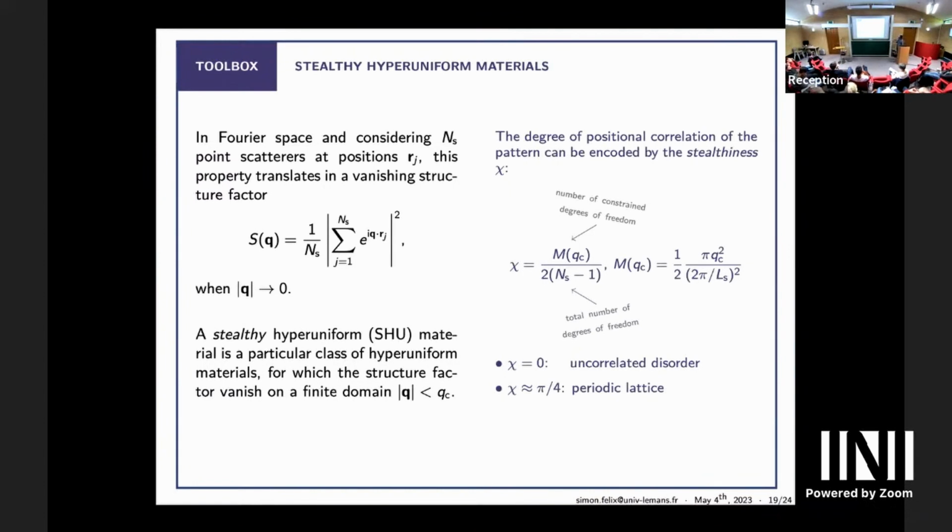This stealthy hyperuniform, SHU, the degree of correlation can be described by the stealthiness parameter, which is given here. What is useful for us is that it can be used as a continuous setting of the medium between t equal to 0, which will be an uncorrelated disorder, and the perfect order, which will be at t reaching some maximum value. For this criterion, the maximum value is close to pi over 4, and at this maximum value, the medium is perfectly regular and crystalline.